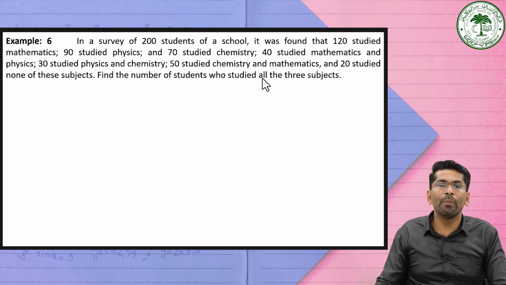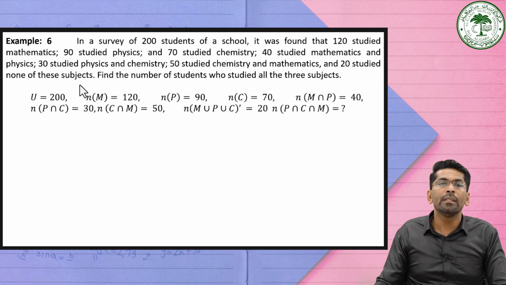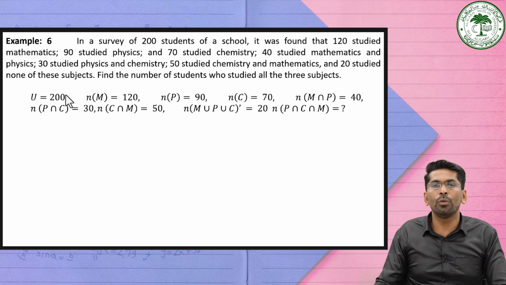From the given information, I am just denoting here. The universal set is equal to 200 students, because the survey is conducted among the 200 students of the school. And it was found that 120 students studied mathematics. So I am denoting M for mathematics, P for physics, and C for chemistry.